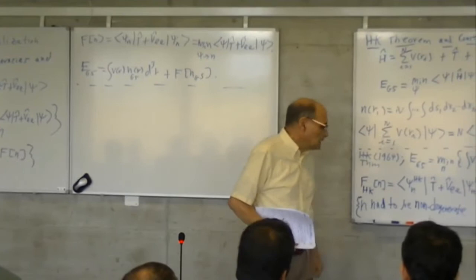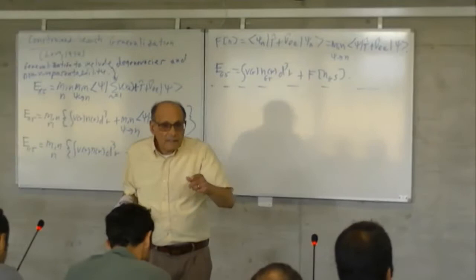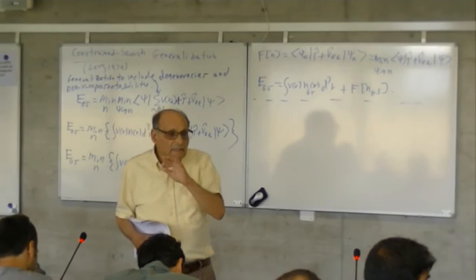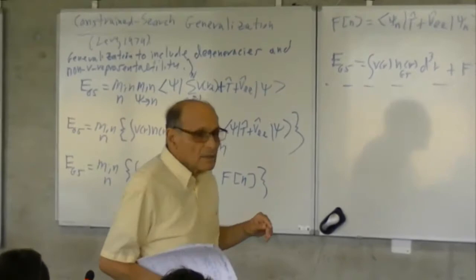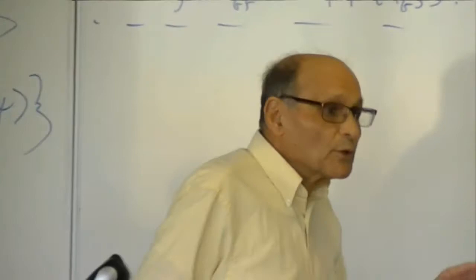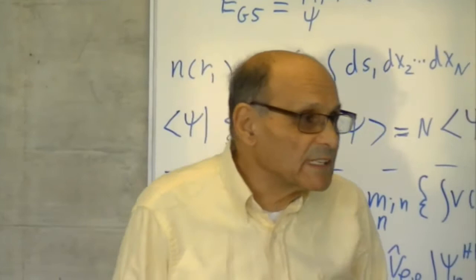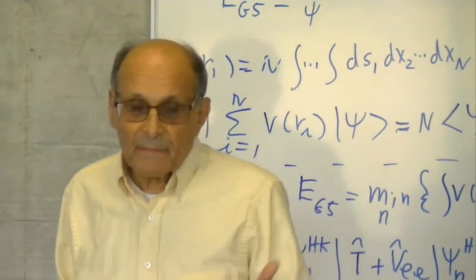Now, yes? You said that there would be an infinite number of wave functions that have the same density? Correct. So how do you define the wave function that minimizes the energy? Okay, so the question asks, if there is an infinite number of wave functions that yield the density, how do you find the wave function that does this minimization?